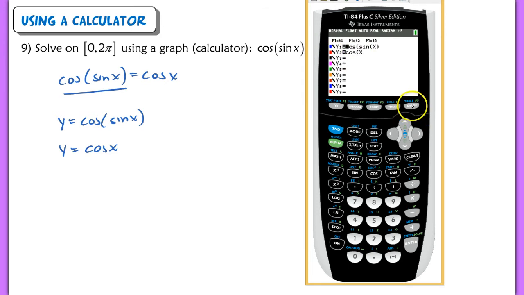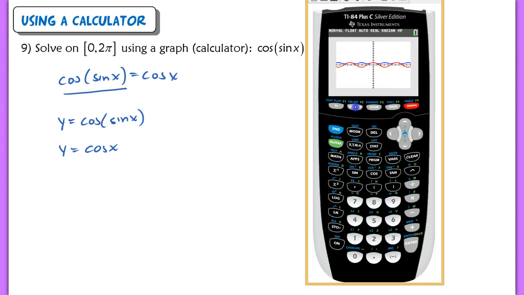When I go to graph this, you might need to adjust your window, so just hit zoom 6 before you even graph this, because you might not even be able to see the picture of it, since your window might be adjusted to something crazy. Anyhow, so here's the graph. So clearly I'm seeing multiple intersection points, right? There should be an infinite number of solutions to this, but we're only interested in the ones that are from 0 to 2 pi.